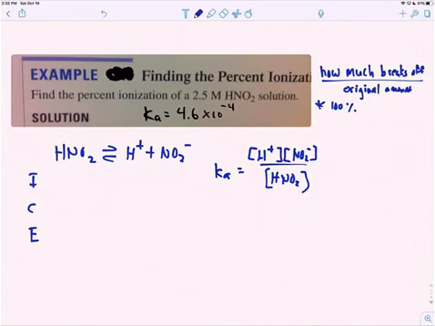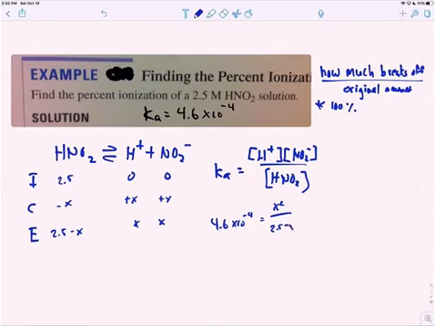So nitrous acid, 2.5 molar, 0, 0, shift right, minus x, plus x, 2.5 minus x, x, and x. Our Ka is equal to hydrogen ion times nitrite over nitrous acid, so 4.6 times 10 to the minus 4 equals x squared all over 2.5 minus x. Apply the x is small approximation, x squared over 2.5, and that means x equals the square root of 2.5 times 4.6 times 10 to the minus 4, which is x equals 0.034.